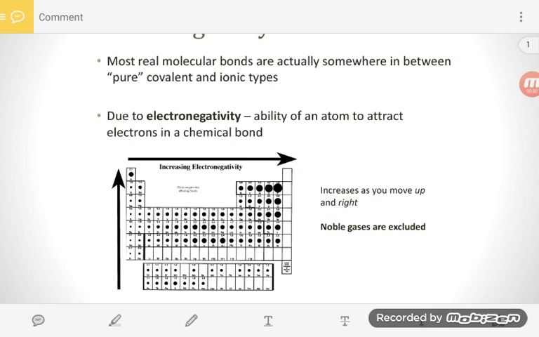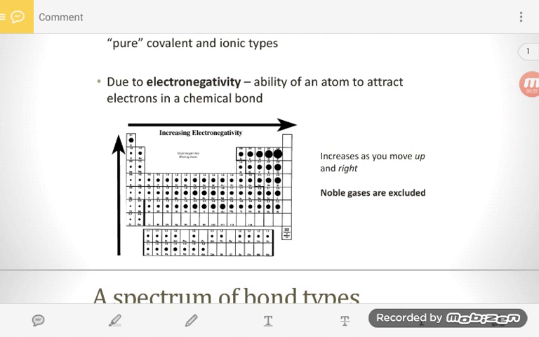Now we should be able to recognize ionic versus covalent bonds, but just putting them into those two categories is an oversimplification. Most real molecular bonds aren't purely covalent or purely ionic. They're actually somewhere in between those two extremes. The reason for this is due to a property of atoms called electronegativity.